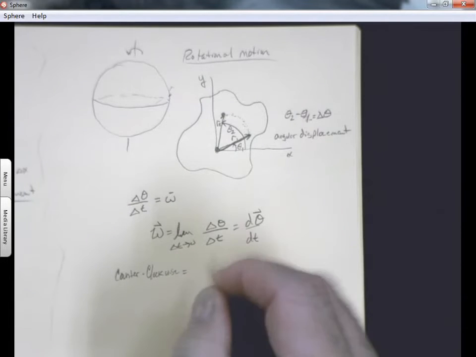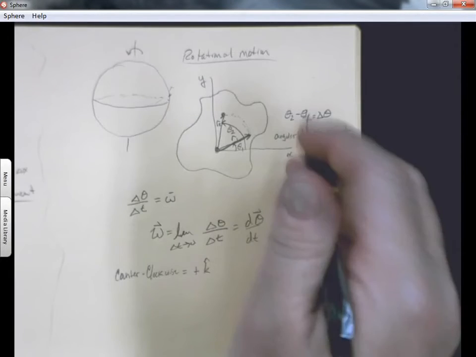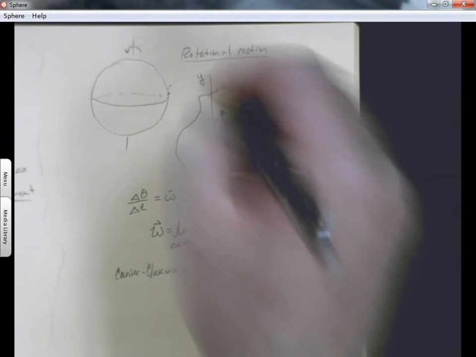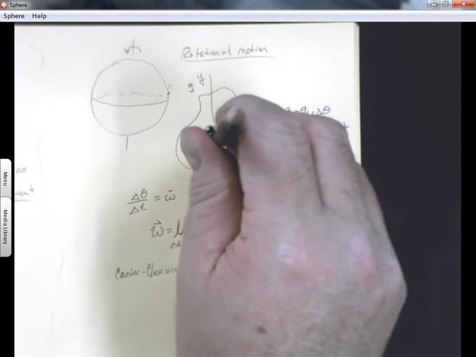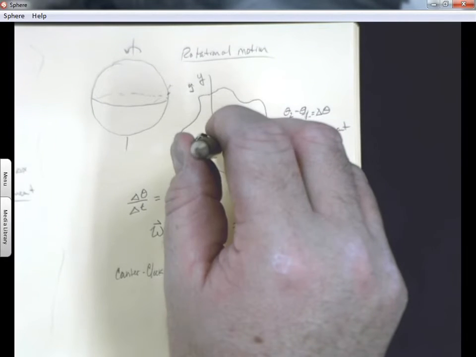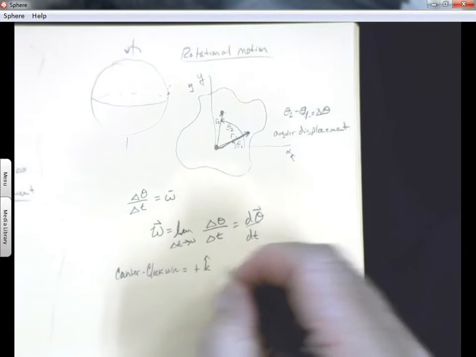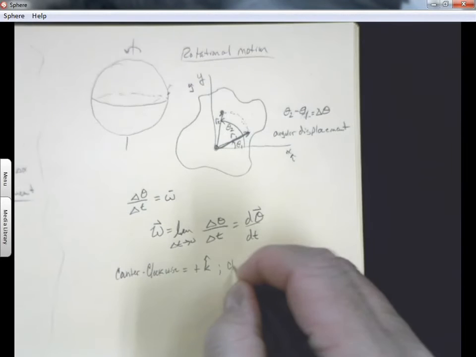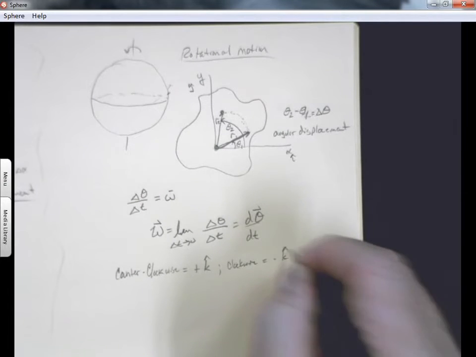Counterclockwise equals the positive k hat direction. Okay, so if this is x, this would be i hat, and this is j hat. So k hat would be up this way, the positive k hat direction, up into the camera here. And clockwise, likewise, would be the negative k hat direction.